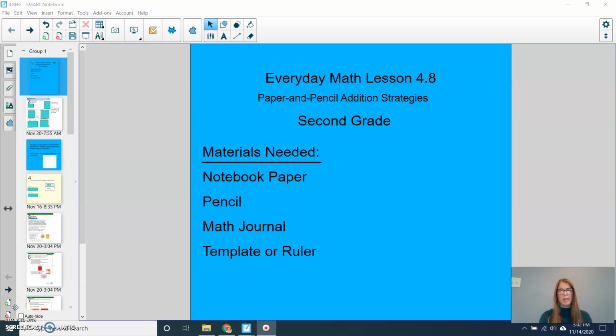Hi boys and girls, welcome to Everyday Math Lesson 4.8, Pencil and Paper Addition Strategies. The materials that you'll need today: notebook paper, pencil, math journal, and then either a template or your ruler.